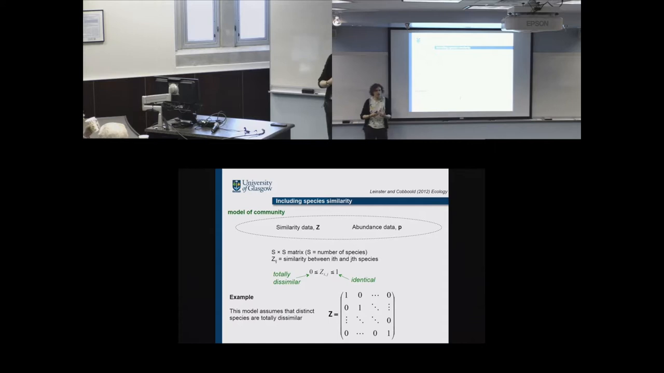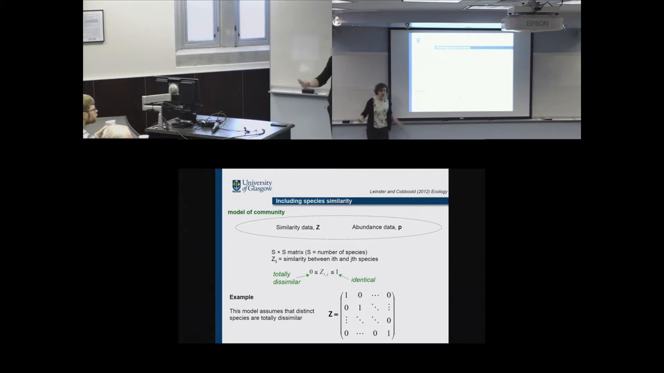So if, for example, you're interested in genetic diversity, you might want to include information on how genetically similar or dissimilar your species are, in which case you can include that as entries in your matrix here. You might want to be interested in phylogenetic diversity, in which case you might want to measure how close or far your species are on a phylogenetic tree. Again, you can input that information here. So depending on your choice of Z, that's specifying what you're quantifying the diversity of. Okay.